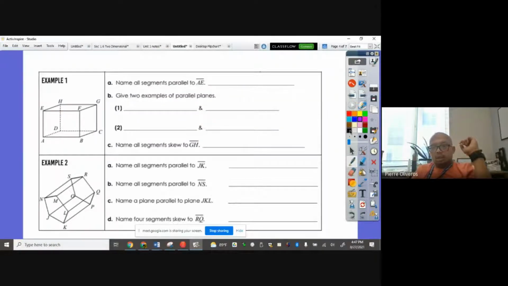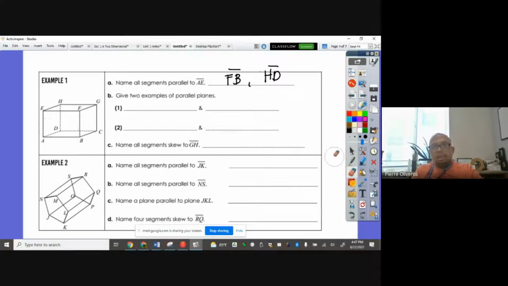All right, let's do the first one here. Name all segments that are parallel to AE. Parallel to AE will be FB. Or you can also say HD. Because here, that's one plane. Or you can say also this side here, this plane here. So it could be also HD.